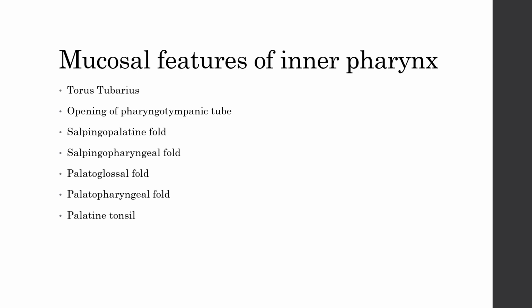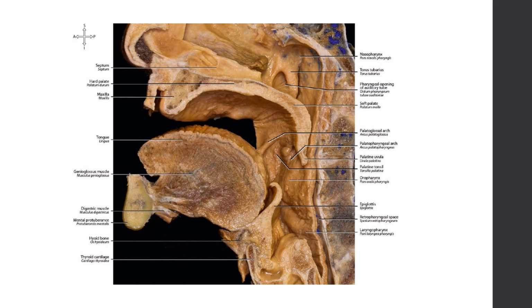Then we will be looking at important mucosal features of the inner pharynx, such as torus tubarius, opening of the pharyngotympanic tube, the salpingo-palatine fold, the salpingo-pharyngeal fold, the palatoglossal fold, the palatopharyngeal fold, and the palatine tonsil. This is a sagittal section of the head and upper neck region. Here you can see the nasal cavity, the nasopharynx, the oral cavity, the oropharynx, the larynx, and the laryngopharynx.